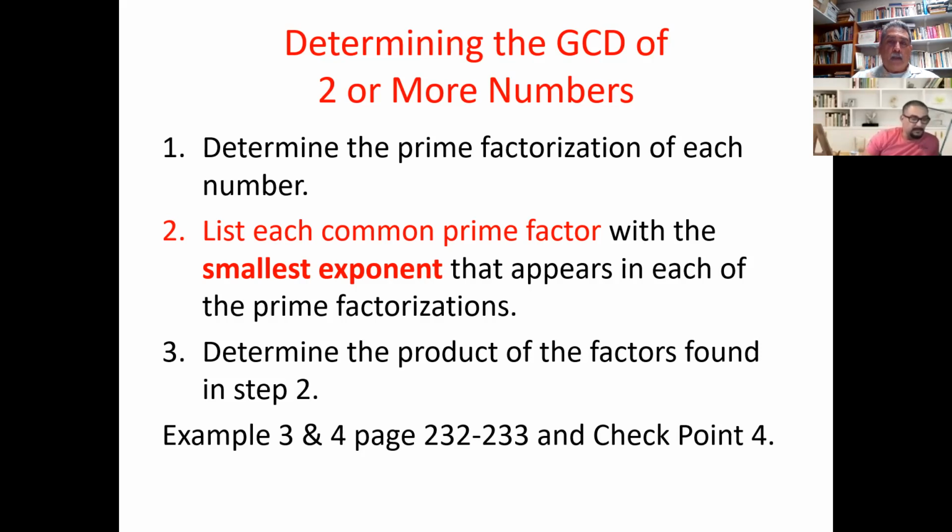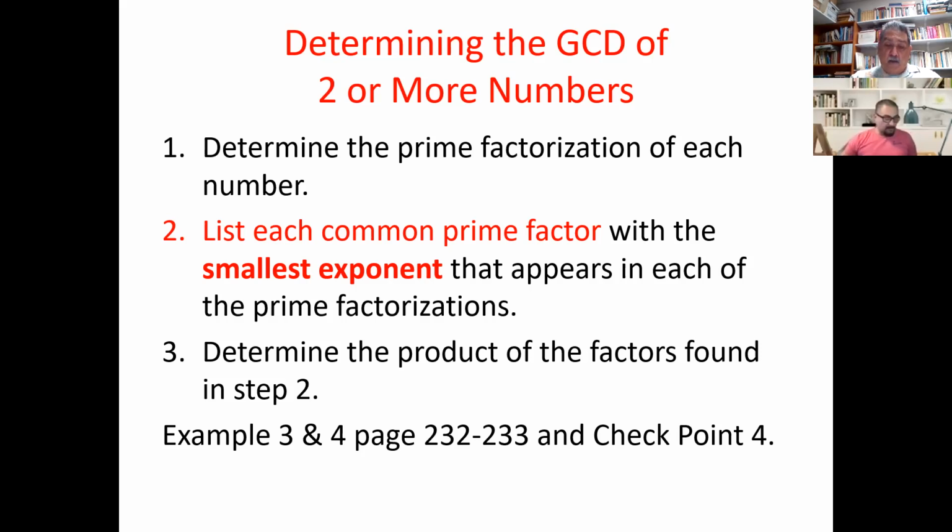Okay. Now, the same thing on page 233 for the numbers 40 and 24. 40 can be written as a product of 10 times 4. 10 is 5 times 2, and 4 is 2 times 2. So I get all the prime factorization. 24 can be 2 times 12. 12 is 2 times 6. 6 is 2 times 3. So I get the prime factorization for 24 too.